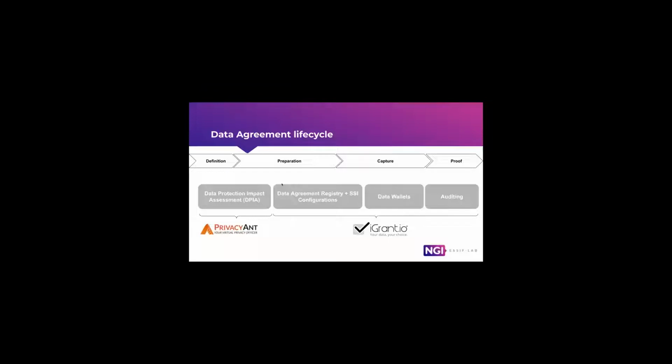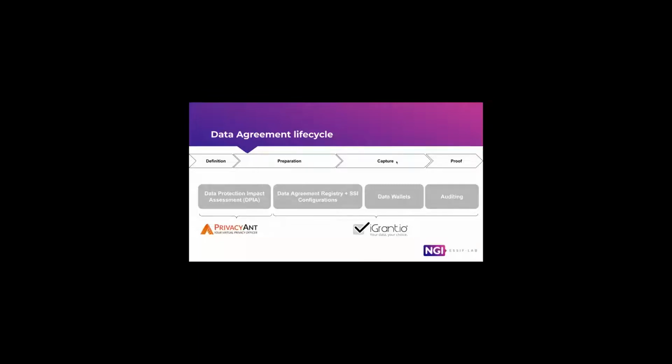A DPIA is a structured, risk-based approach where an organization can identify and minimize the data protection risks involved in the use of personal data. It ensures that an organization is compliant with data regulations such as the GDPR. This particular use of data could be for internal use, or it can also be used for exchanging data, for example, via an SSI-based framework.